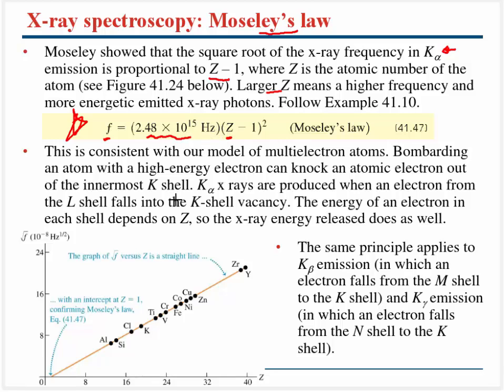And this is consistent with what we would expect when we're using high energy electrons to knock electrons out of the K shell, and then when an L shell electron falls in to fill that hole, we're going to have an X-ray that is produced. And since the energy depends on Z, so also does the energy of the X-ray that is released.